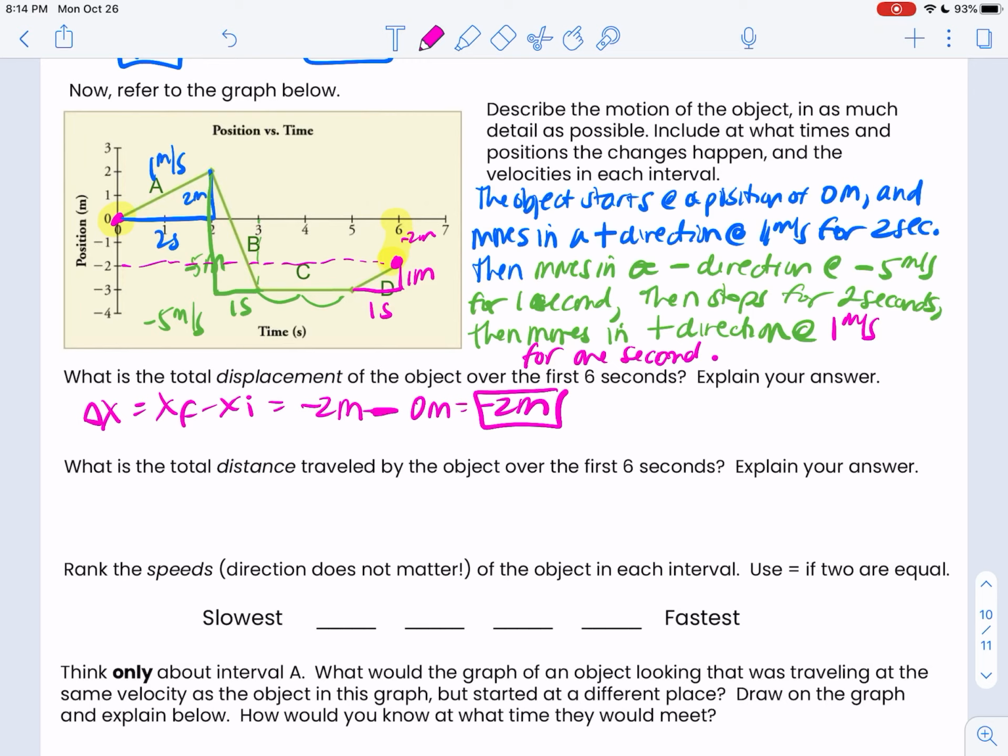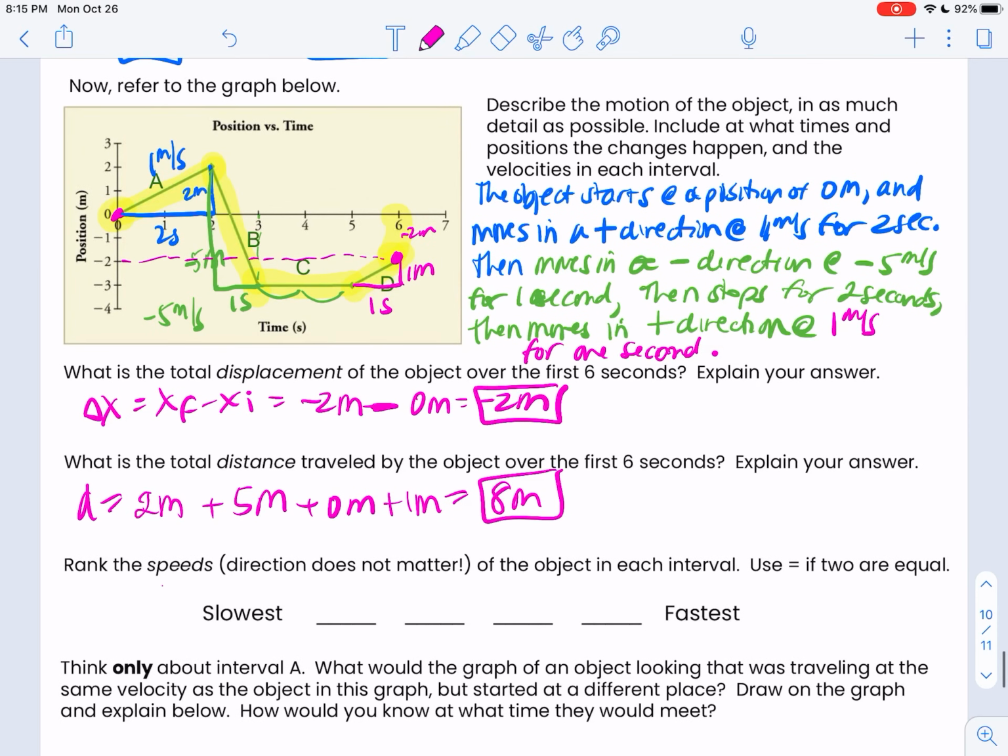The total distance we have to see. We're going to add up everything. So on the first one, it went 2 meters. Then it went a distance of 5 meters. The negative, remember, we don't care about, doesn't matter. Then plus, he didn't go anywhere during that part. And then the last part, he went another meter. So 2, 7, 8 meters total would be the distance. Remember, you're just adding them up and you don't care about the negatives.